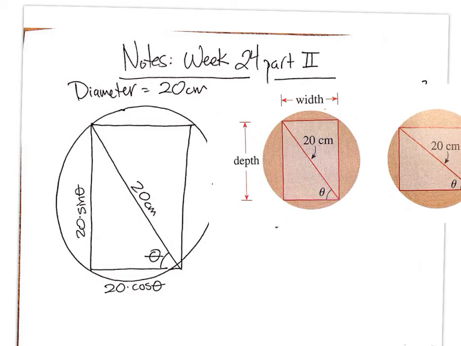Alright, so week 24, part 2, first question. And by the way, these are all homework questions this week, so hopefully they look familiar to you. The first question says there's a log, and from that log we're going to cut a board out.